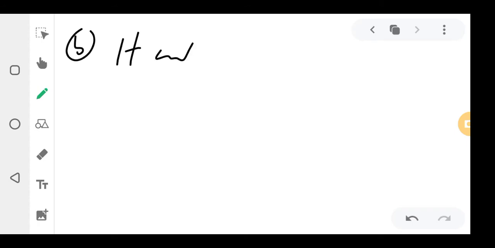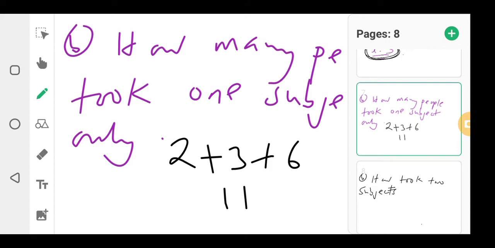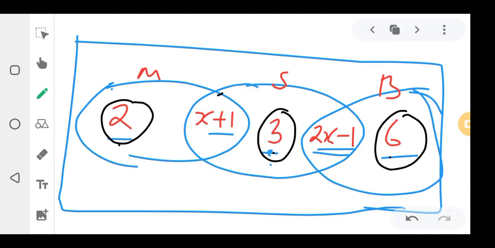How many took 2 subjects? It means there should be an intersection. It means they're carrying 2. You go to your diagram. The ones that took 2 subjects are which ones? How many took 2 subjects?